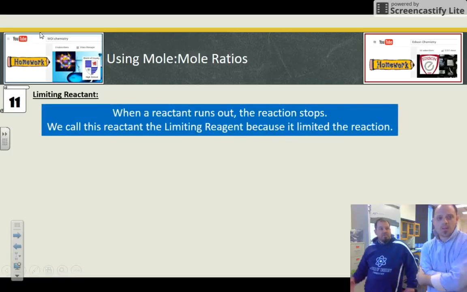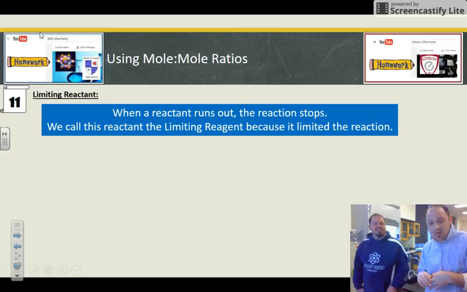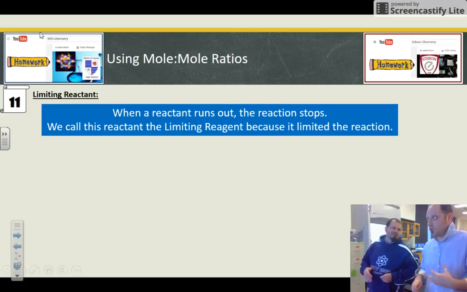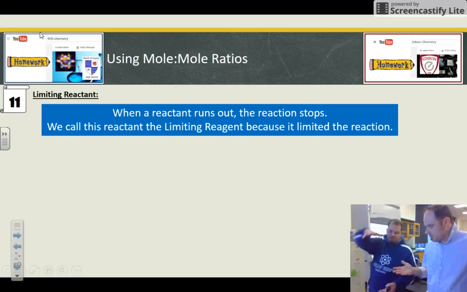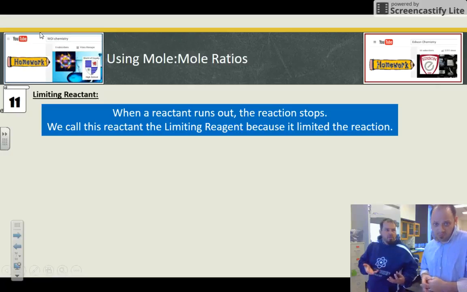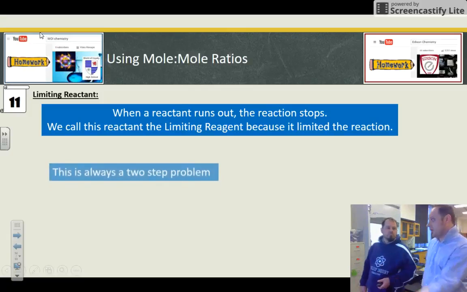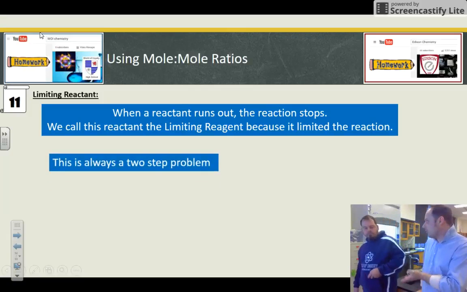And then here's the last piece of the whole unit, limiting reactants. Limiting reactant is what you run out of first. If you're making peanut butter and jelly sandwiches and you go to BJ's, you get a big tub of peanut butter, a big jar of jelly, and one little loaf of Wonder Bread. You're going to run out of bread first. I can only make that many sandwiches, and then the reaction stops. You'll have peanut butter and jelly left over, but no more bread.